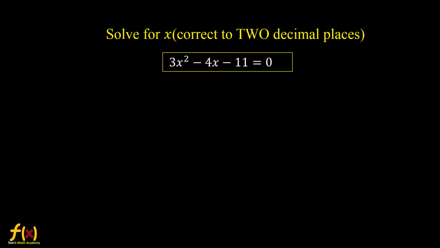Solve for x, correct to two decimal places. 3x² − 4x − 11 = 0. In the previous question, we had to answer in the simplest surd form. Here, it is expected to be in decimal form.